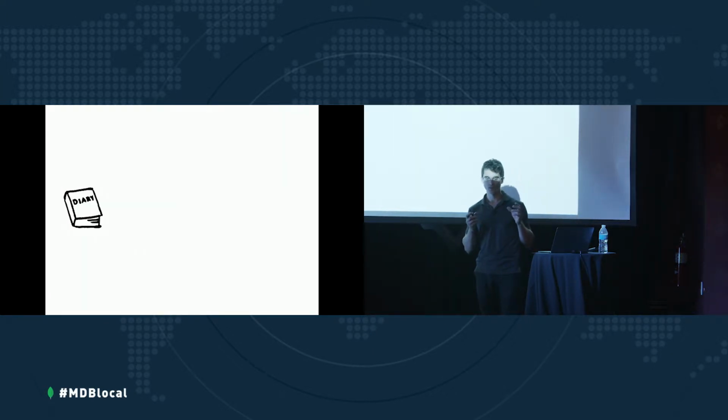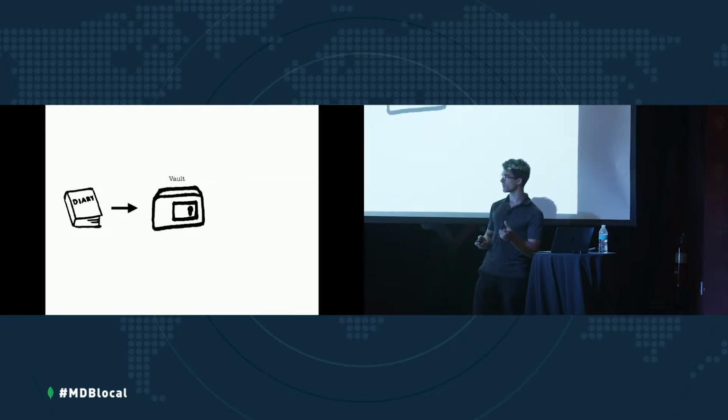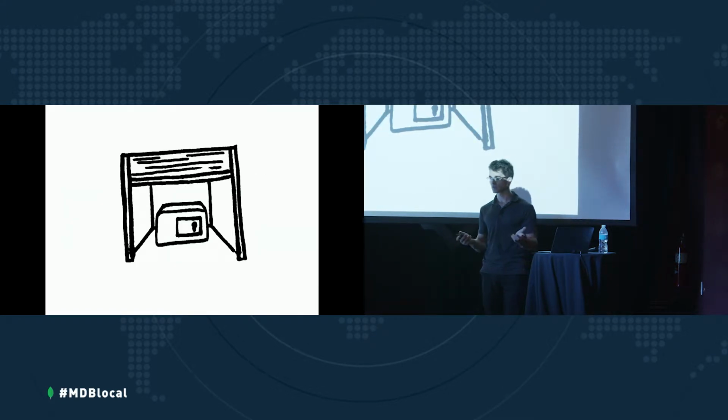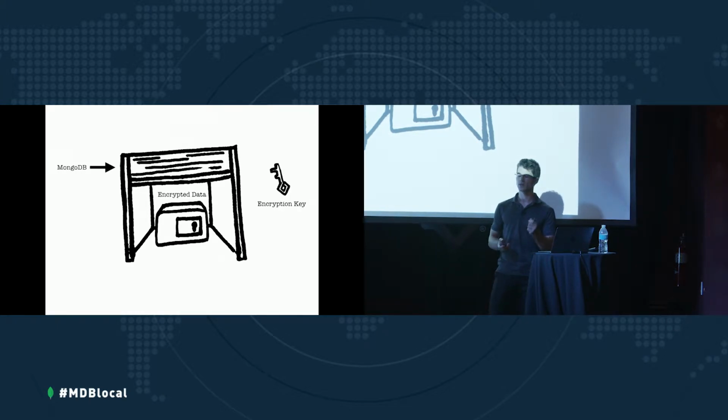So as a way to protect against that, you take your diary, you put it in a small vault to which only you have the key, and then you put that vault in your storage locker. This is pretty much client-side encryption. Like, MongoDB will store your stuff, and it doesn't matter what that stuff is, even if it doesn't know how to decrypt that stuff, and you keep the encryption keys only accessible from within the client.